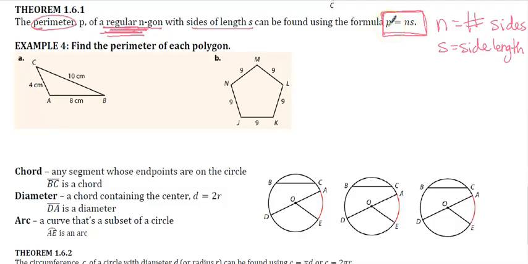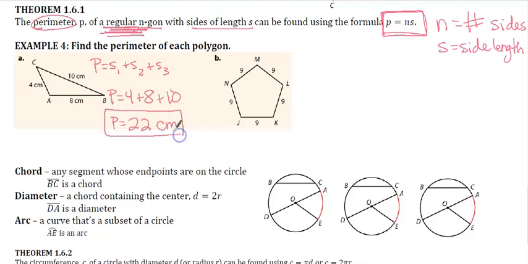All right, so in example 4, we're supposed to find the perimeter. Well, is this a regular polygon? No, definitely not. So to find perimeter, we just add up the 3 sides. P is going to be side 1 plus side 2 plus side 3, because they're all different. So our perimeter is going to equal 4 plus 8 plus 10. So the perimeter is equal to 22, and we need to throw on our unit of measurement, so 22 centimeters.